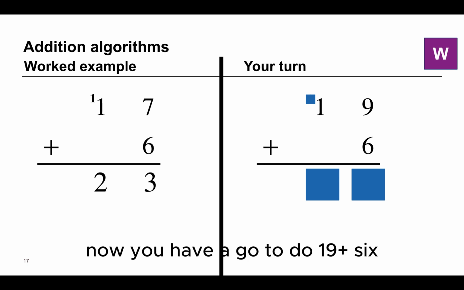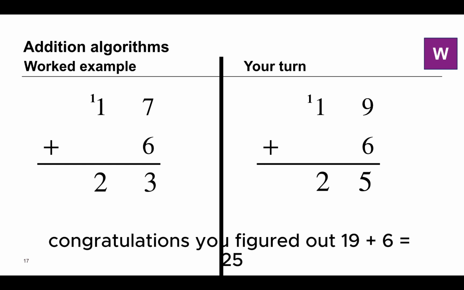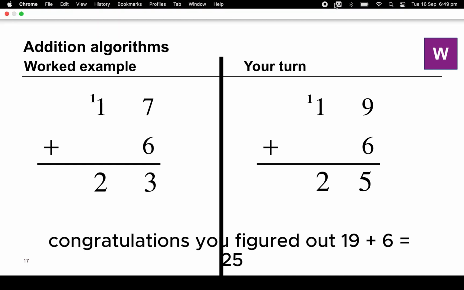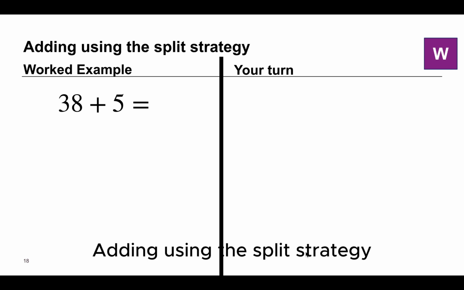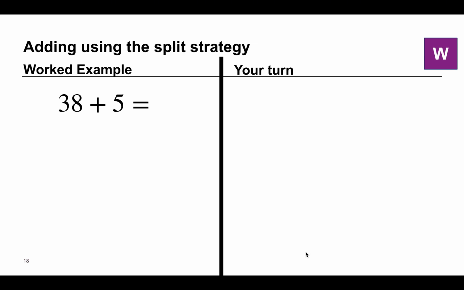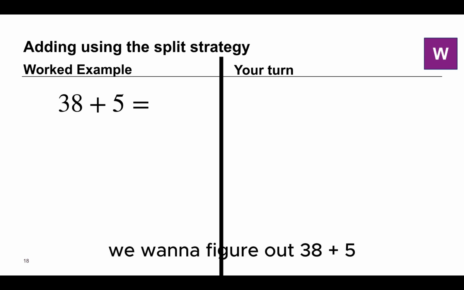Now you have a go to do 19 plus 6. Congratulations, you figured out 19 plus 6 equals 25. Adding using the split strategy, we want to figure out 38 plus 5.